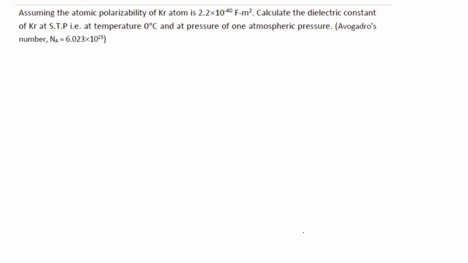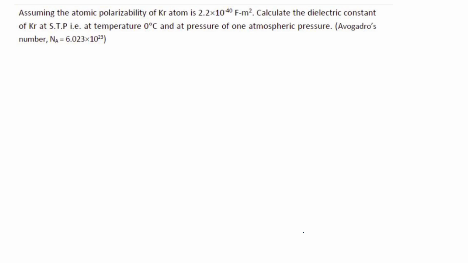Now let us go to the problem section, that is more important. See the question. Assuming the atomic polarizability of a krypton atom is 2.2 into 10 to the power minus 40 farad meter square, calculate the dielectric constant of krypton at STP, that is at temperature 0 degrees Celsius and 1 atmospheric pressure. The Avogadro number is given.